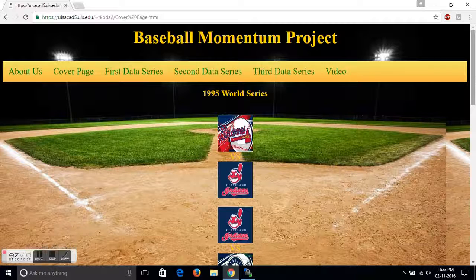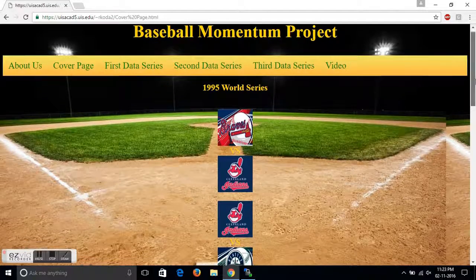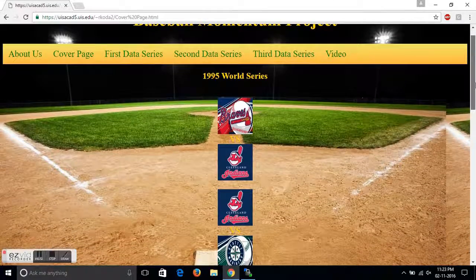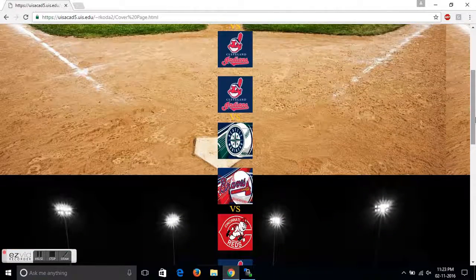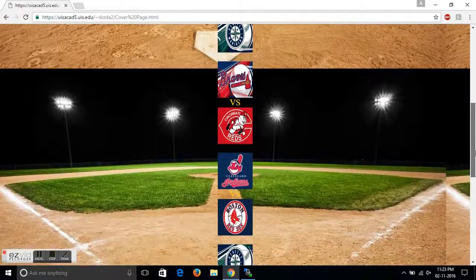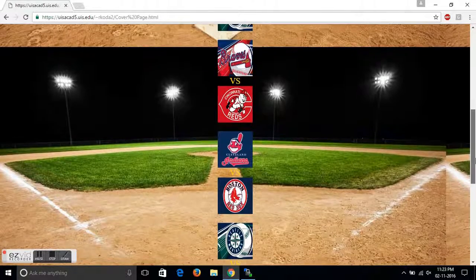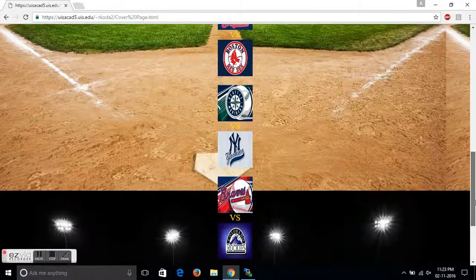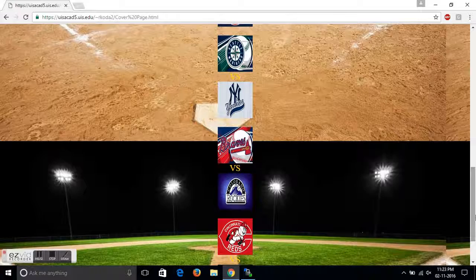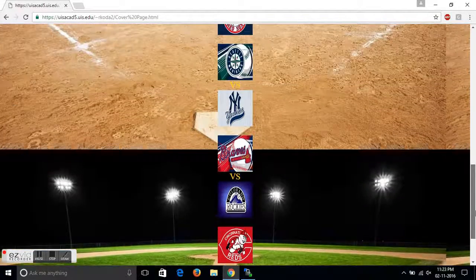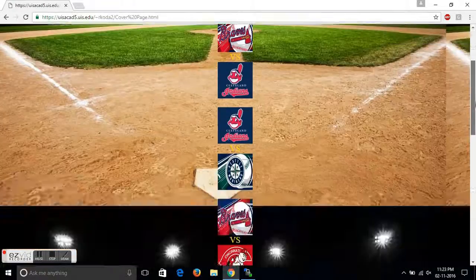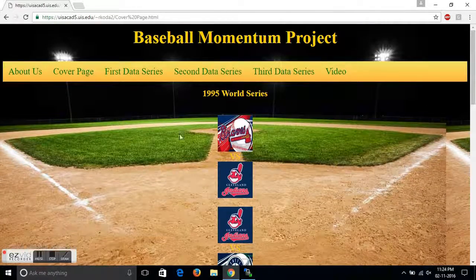This year consists of 7 playoff series. And the teams played in this year were Atlanta Braves, Cleveland Indians, Seattle Mariners, Cincinnati Reds, Boston Red Sox, New York Yankees, Colorado Rockies, and Los Angeles Dodgers. These were the teams which played against one another in this year.